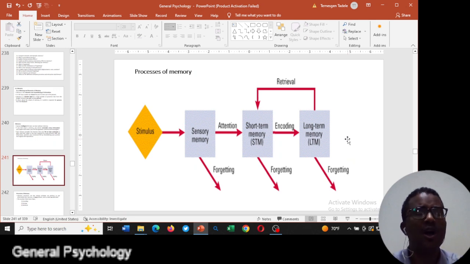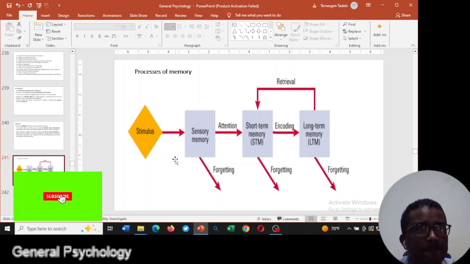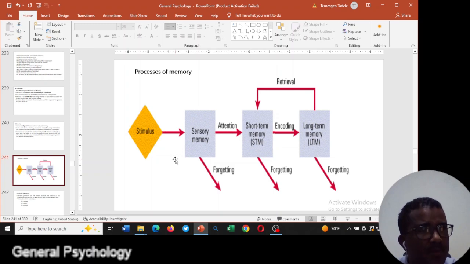Processes of memory. Memory passes through these steps. First, in the external environment, there are different stimuli. This stimulus will go to our sense organs by using our eyes, by tasting, by hearing, by observing, or by smelling. We can get information from the environment. Those sense organs are called sensory memory because they hold information at the sensory organ level.